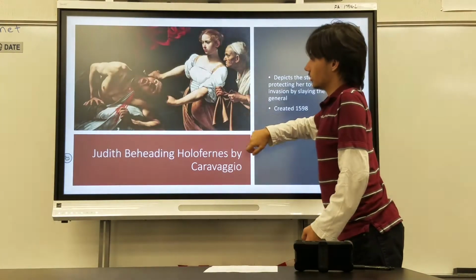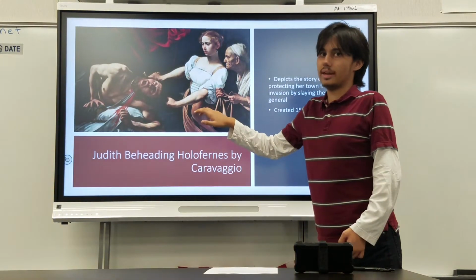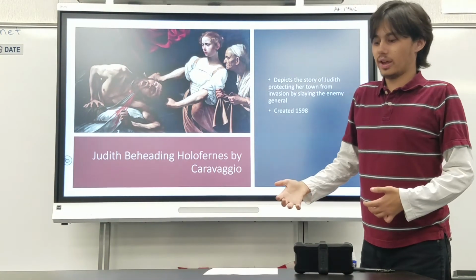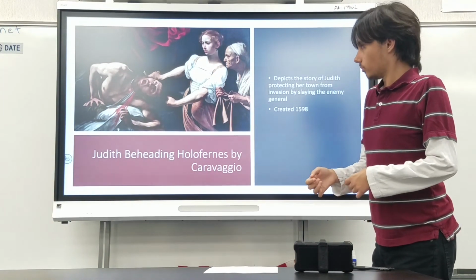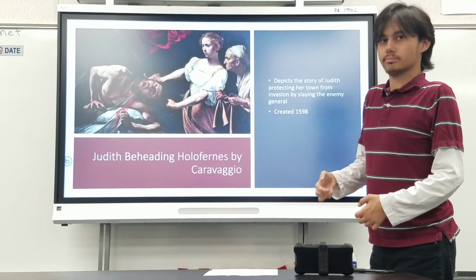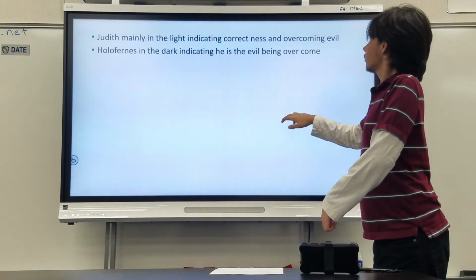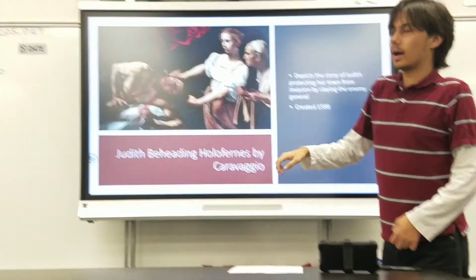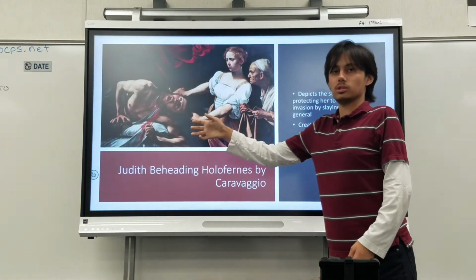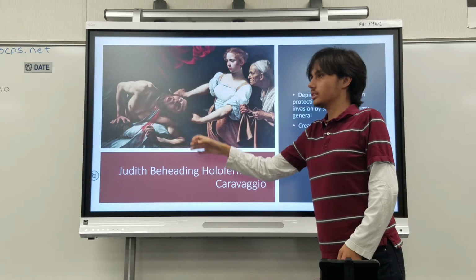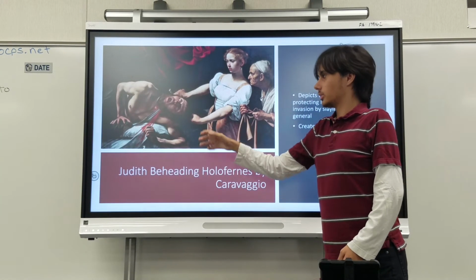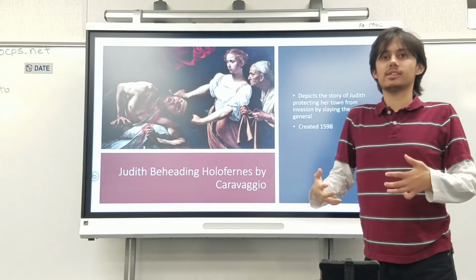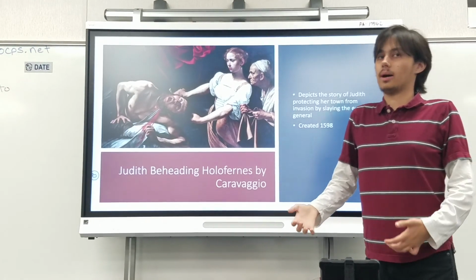Here, Judith is mainly indicated in the light, showing a correctness of action and overcoming evil. Meanwhile, Holofernes is depicted in the darkness, indicating that he is the evil that is being overcome.